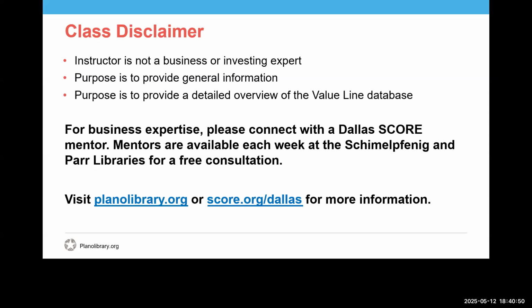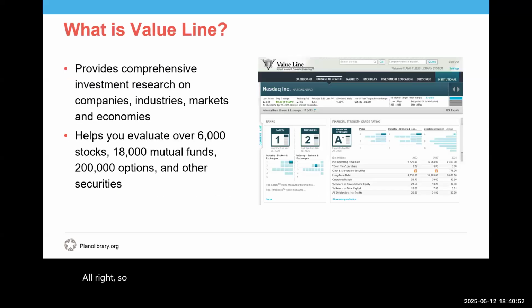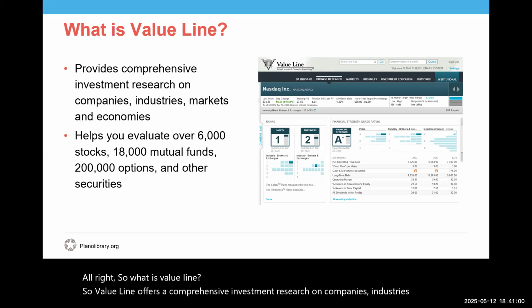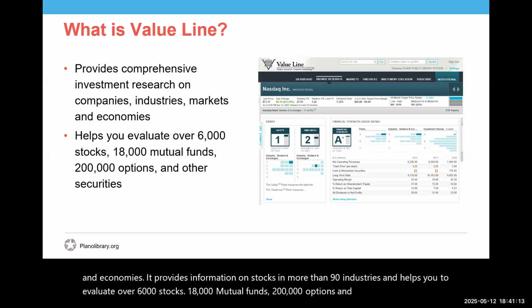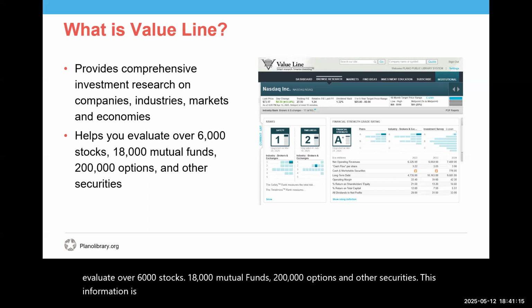All right, so what is Value Line? Value Line offers a comprehensive investment research on companies, industries, markets, and economies. It provides information on stocks in more than 90 industries and helps you to evaluate over 6,000 stocks, 18,000 mutual funds, 200,000 options, and other securities. This information is constantly updated for accuracy.